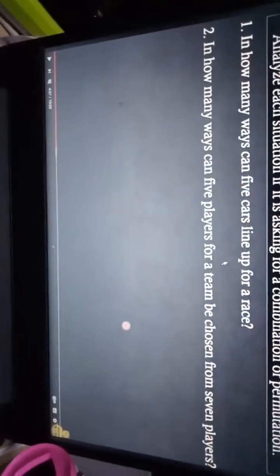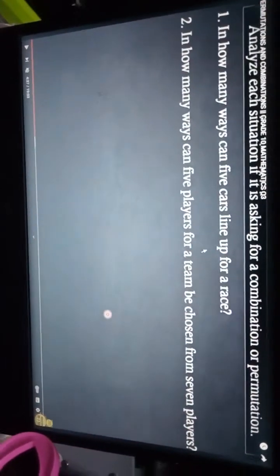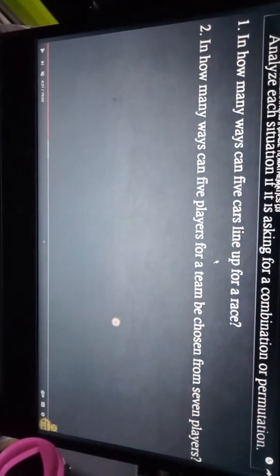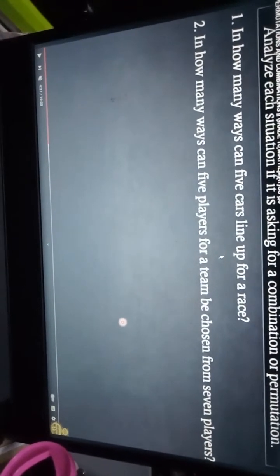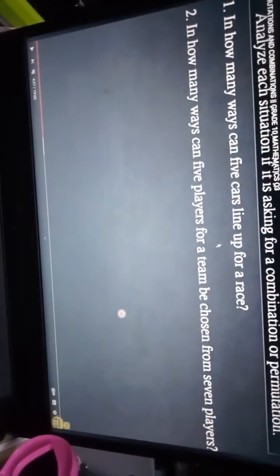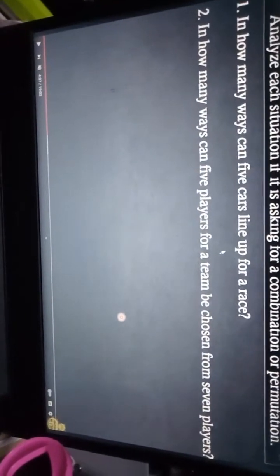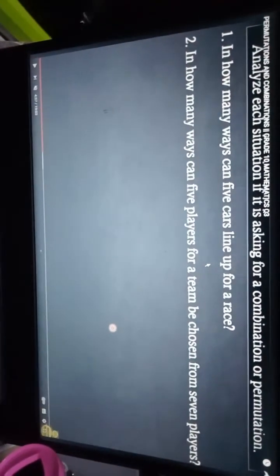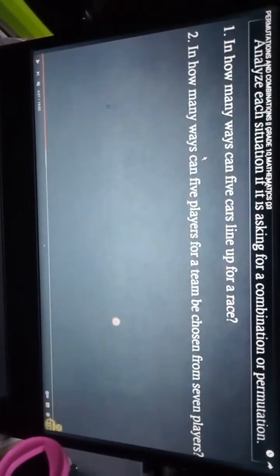Okay, so how many ways can 5 cars line up for a race? Since it pertains to the ways, how many ways can 5 cars line up for a race? Since that is a race, most of the time, if it's a race, that is about a permutation. So apply the permutation here.